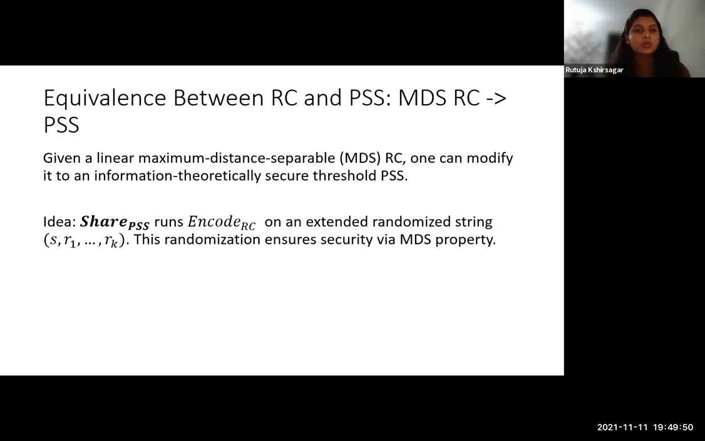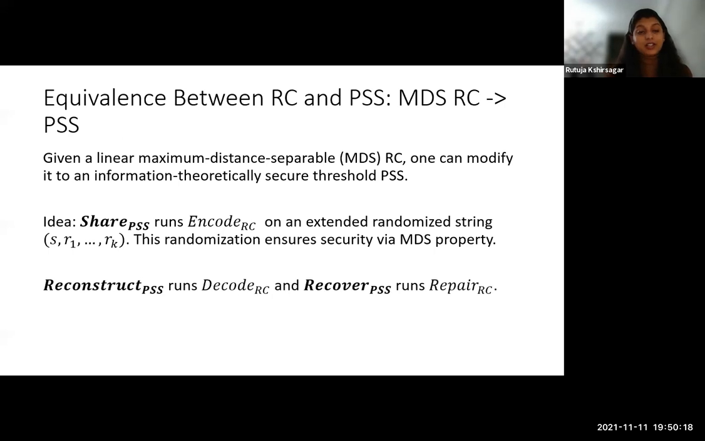The share algorithm of the proactive secret sharing scheme essentially uses the encode algorithm of this MDS linear regenerating code, which uses the MDS property on a string where we also have the secret as part of our string. So S is the secret and R1 up to RK are its shares. The reconstruct algorithm of the proactive secret sharing essentially accesses the decode algorithm of the regenerating codes, whereas the recover algorithm of the proactive secret sharing scheme runs the repair algorithm of the regenerating codes. The refresh algorithm of the proactive secret sharing scheme accesses the linearity to re-randomize the shares.